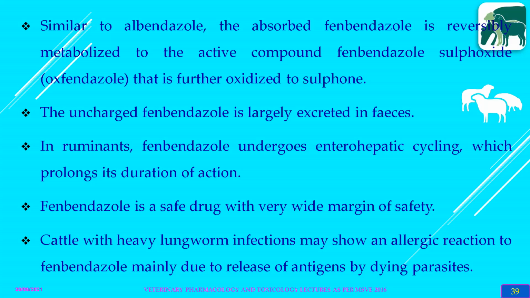Most of the drug is unchanged, and similar to albendazole, the absorbed fenbendazole is reversibly metabolized to the active compound fenbendazole sulfoxide, also known as oxfendazole, and is further oxidized into the sulfones. Most of the unchanged fenbendazole is excreted in the feces, hence it is effective against most of the worms present in the intestines of animals. Whereas in ruminants, it undergoes enterohepatic cycling, which prolongs its duration of action.